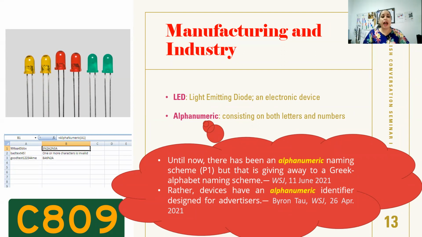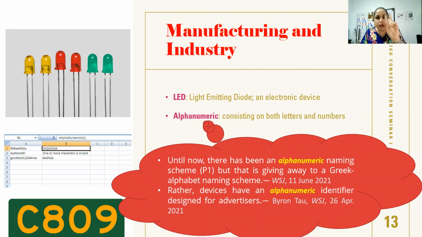So for alphanumeric, until now, there has been an alphanumeric naming scheme, P1, but that has given way to a Greek alphabet naming scheme. And this was published in the WSJ, the 11th of June, 2021. And rather, devices have an alphanumeric identifier designed for advertisers. This was written by Byron Tau at the same journal, the WSJ, on the 26th of April of 2021.